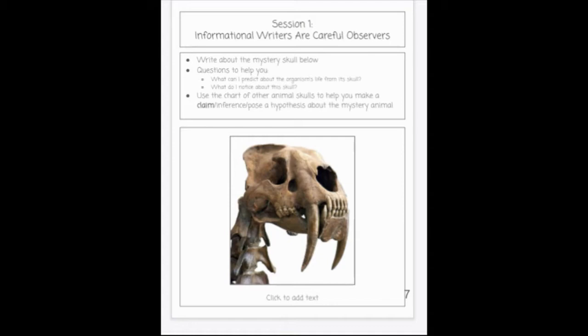Use the chart of other animal skulls to help you make a claim, inference, or pose a hypothesis about the mystery animal. So think back to our work in Baby Literary Essay. You made some big, awesome claims and supported them with information from the text in your baby literary essays. Today, you're going to work on making a claim about something you think about this organism's life and supporting it with some research. So let's take a step back now and look at some animal teeth.